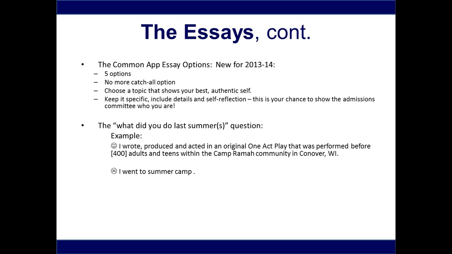One way, which would be a very good way, would be to say something like, "I wrote, produced, and acted in an original one-act play that was performed before roughly 400 adults and teens within the Camp Ramah community in Conover, Wisconsin." Another way to answer that same question is to say, "I went to summer camp." Now, if you're a college admissions officer, which of those 2 answers, I think it's pretty obvious, is going to be most interesting and more inspiring to you and project a lot about the potential of this student.